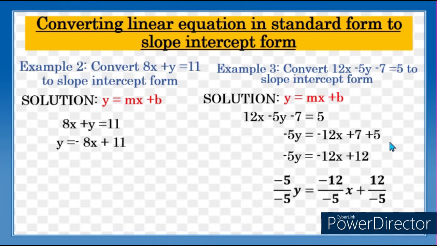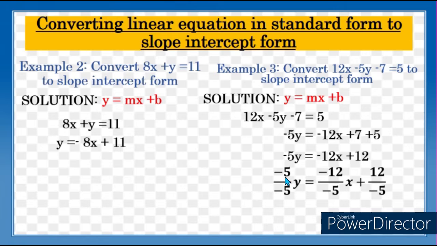Okay, so we have here negative 5 divided by negative 5 is equal to 1. So may iwan na lang dyan ay y. And then negative 12 divided by negative 5 is positive. So we have 12 over 5x minus 12 over 5. So, yan na po yung slope-intercept form ng 12x minus 5y minus 7.